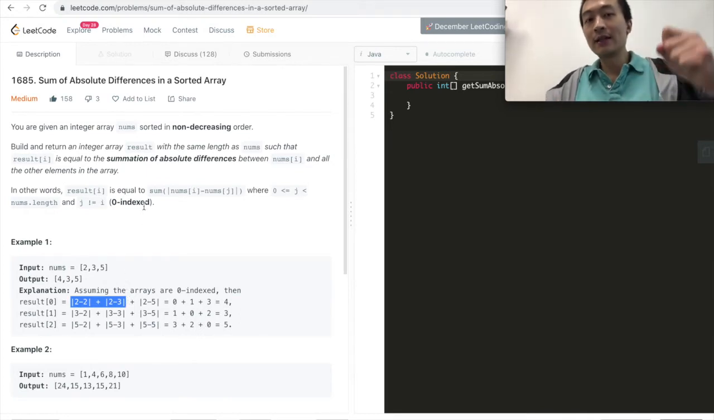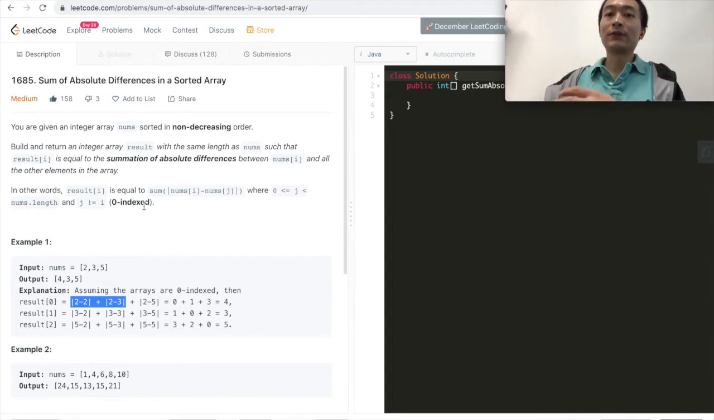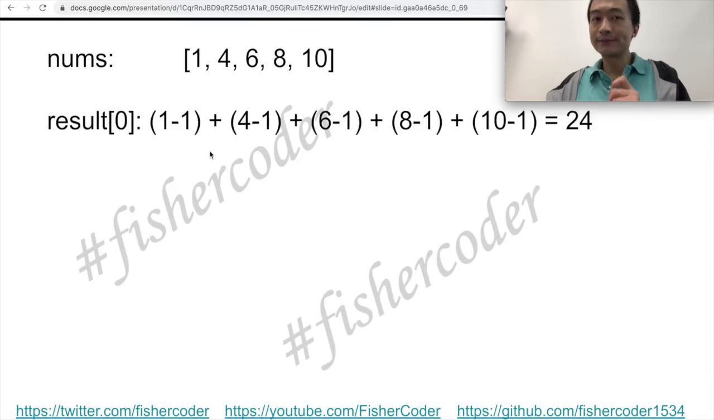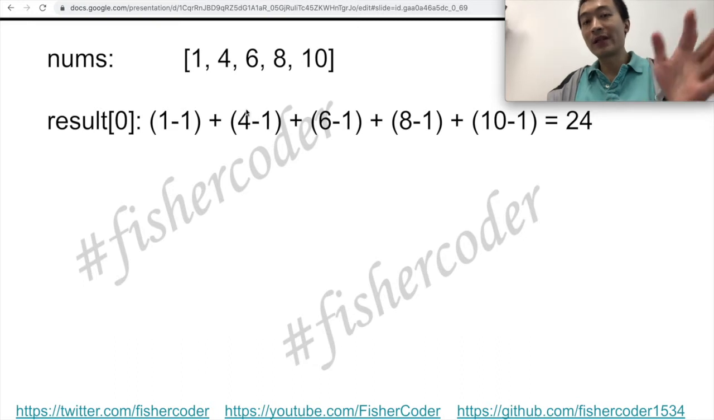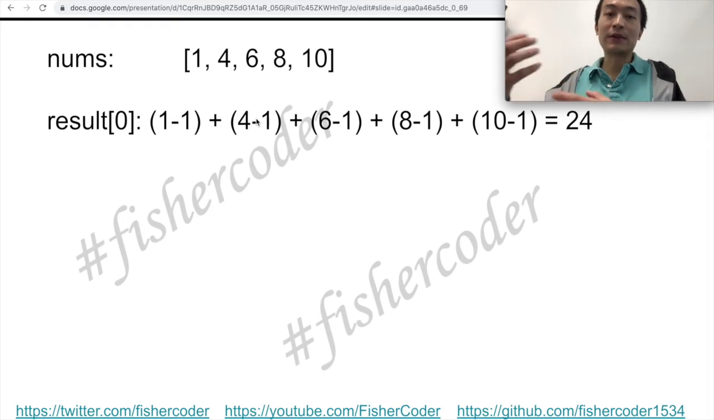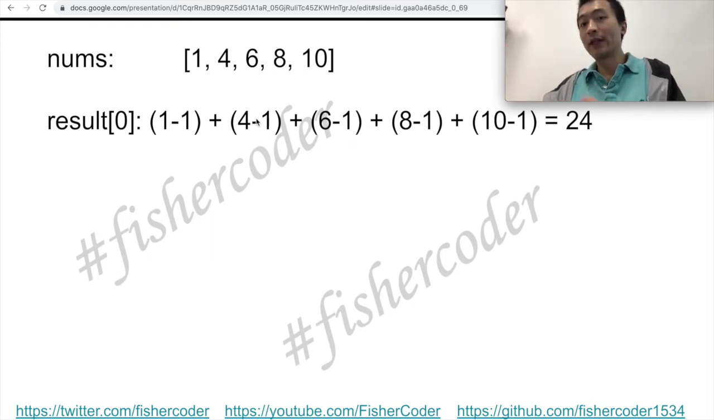So let's take a look at how we'll break down this brute force solution and see how we can optimize on top of this, right? We'll use the second one as the example: 1, 4, 6, 8, and 10. Let's see. So the result[0] comes from here, 1 minus 1 and 4 minus 1. I'm reversing the order. Instead of 1 minus 4, I'm putting it as 4 minus 1 because I'm not putting them into vertical bars. This is just parentheses so that we get the positive result, because this is the absolute difference that we care about and need to sum up, right? And then this one is 1 minus 6, but I change it to 6 minus 1.